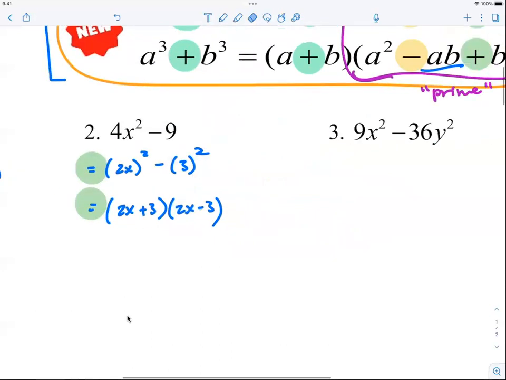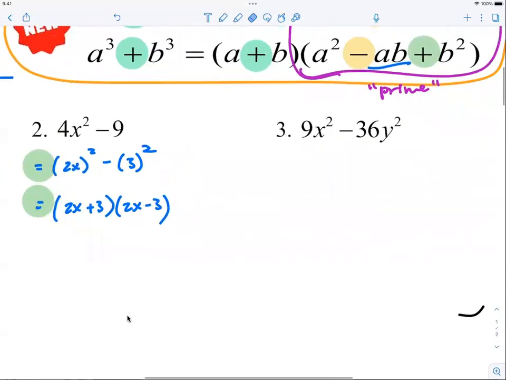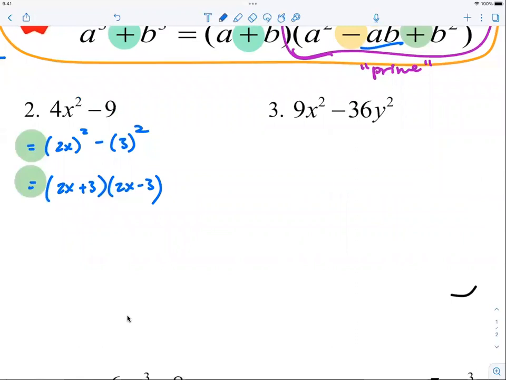All right. So if you understand this technique, then we can move on to number 3 and ask, how do you approach 9x squared minus 36y squared? It looks complicated. Well, not really, if you can break it down this way. What should be placed in the first set of parentheses? 3x. The second set of parentheses would be 6y.